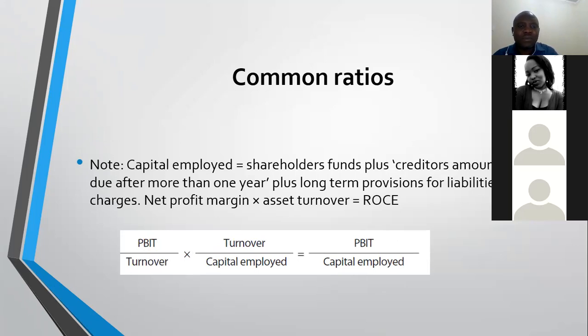So this is basically defining what capital employed is: shareholders' funds plus creditors' amounts falling due after more than 1 year. It's long-term provision. So this is basically your shareholders' funds plus debt. If you have your net profit margin times your asset turnover, you multiply that, you get your ROS. Because this turnover here cancels with this turnover there. Once this cancels, then you have the PBIT over capital employed there.